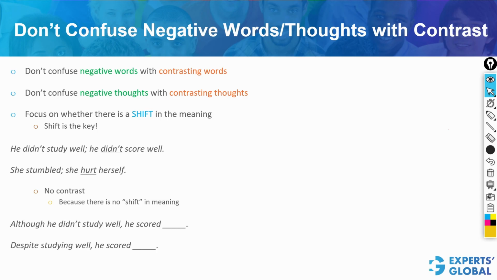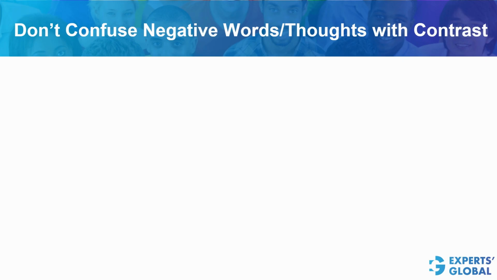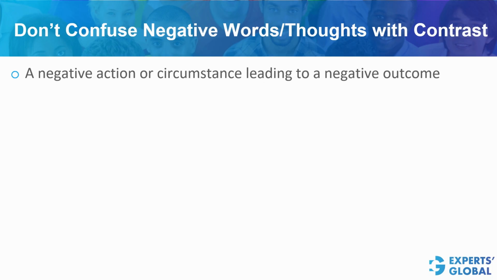Try these variations now. Here we see an "although". So although something negative, that although he did not study well, he scored something on the lines of well. And in this case, despite studying well, so despite something positive, we see a shift in meaning here because of the word "despite". He scored something negative, something like poorly. So a negative action or circumstance leading to a negative outcome, no contrast. Unfortunate, but this is not the case of a contrast.